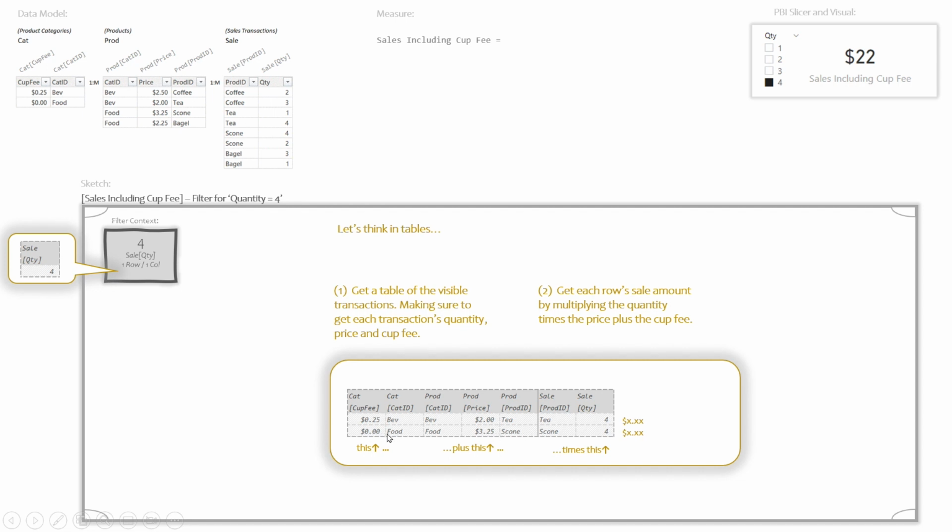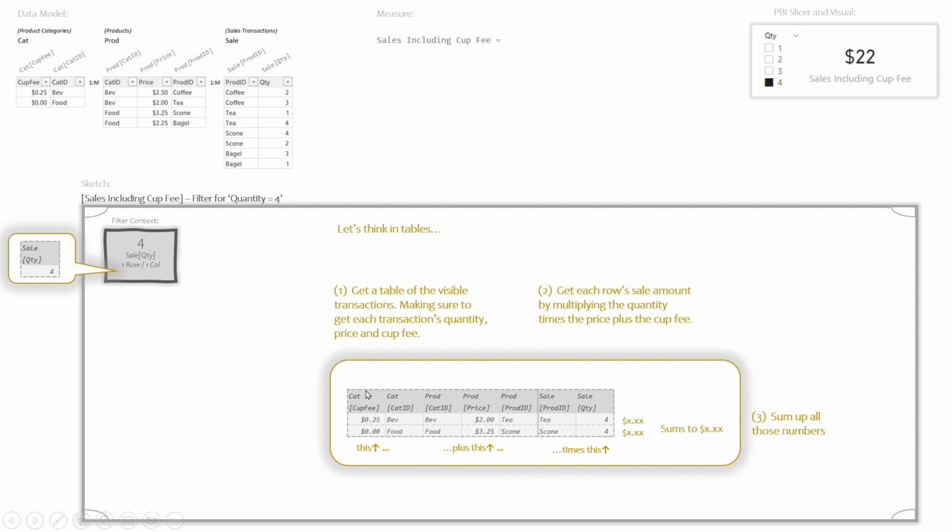We add the cup fee to the price to get sort of the extended price, right? So 325 plus 0 is 325. We multiply that by 4, and that'll give us the number for the second transaction. Then once we have both of those numbers for each row, or each transaction, all we've got to do is add them together, right? So table-wise, that's all we're doing.